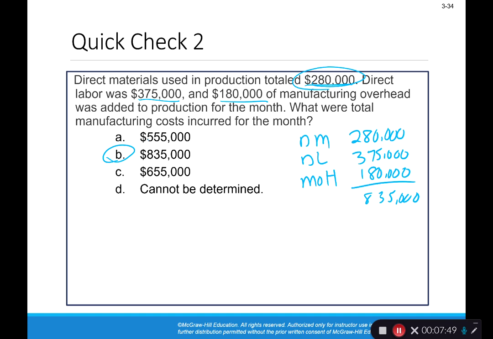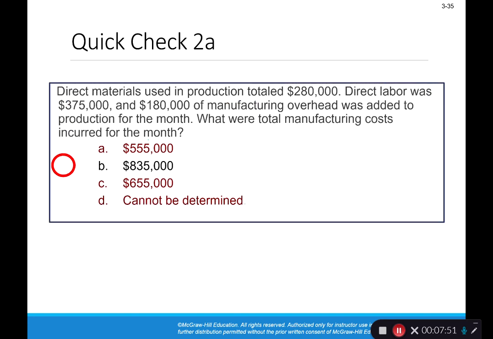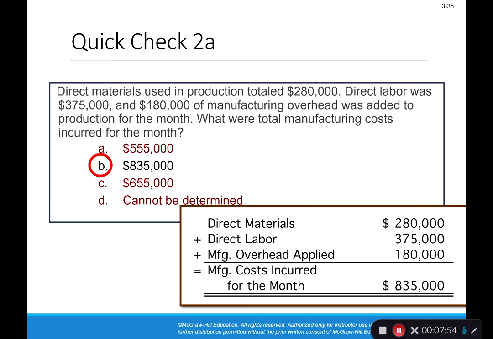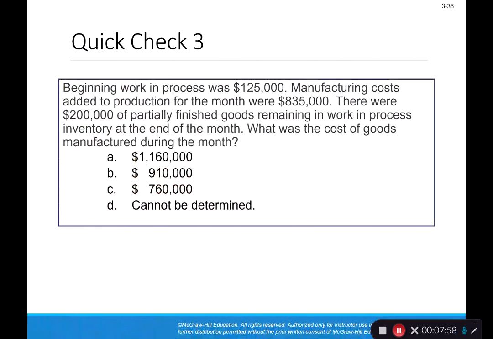So 835 is the answer. Let's see if we're right. Oh, I'm so good. 835 is correct. Moving on to quick check 3, give it a little pause.